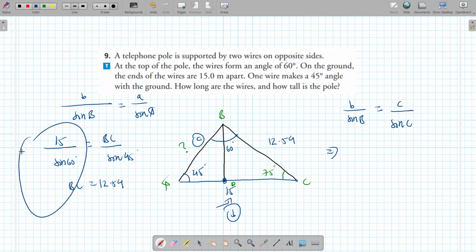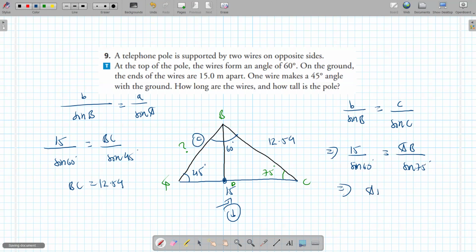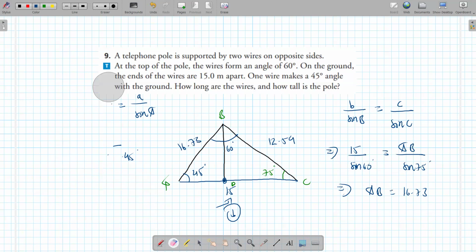So just like before, b over sine B is unchanged. It's going to be 15 over sine 60 equals c, we don't know, that's what we're looking for. That's AB all over sine 75. To solve for AB, you'll just multiply both sides by sine 75. So that gives me AB is 16.73. So we know this side as well, 16.73. How do we find the height of the pole, which in this case is the vertical line BD?